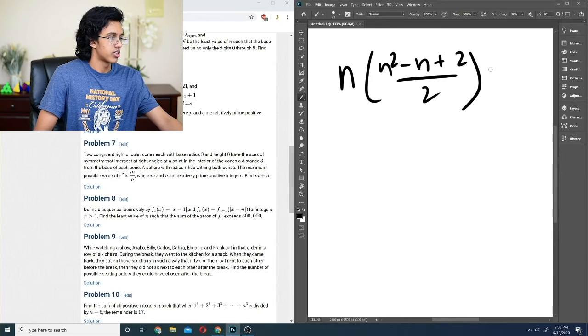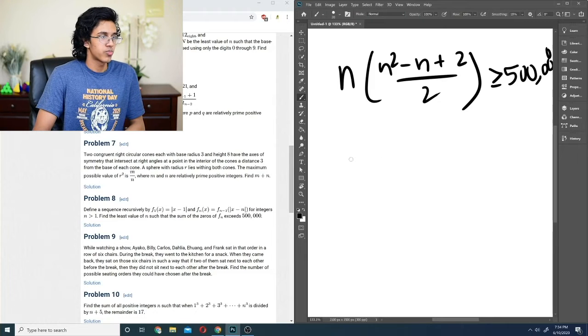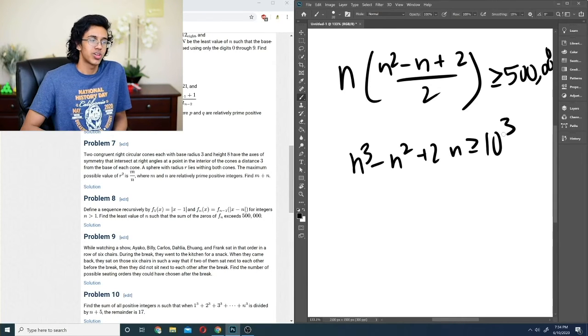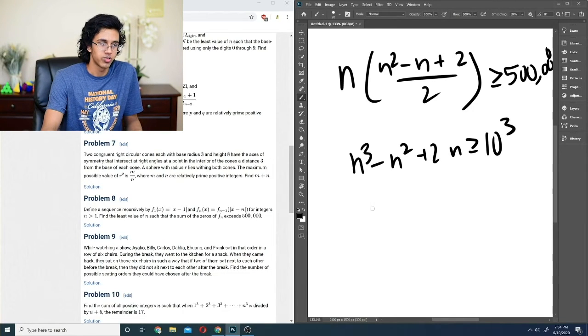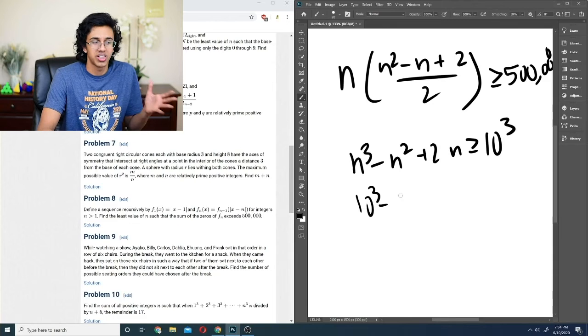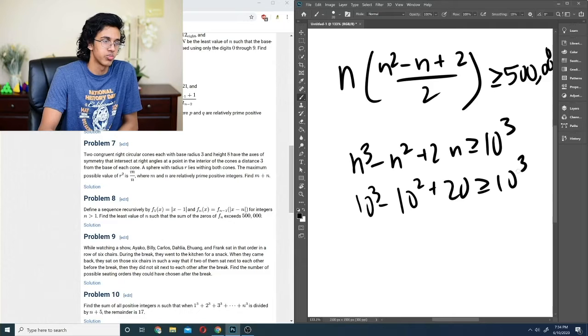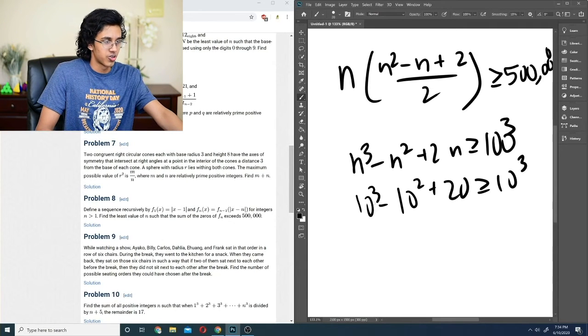And this has to be greater than or equal to 500,000. And now, if we multiply the 2 on both sides, we basically get n cubed minus n squared plus 2n is greater than or equal to 10 cubed. So, we know that if we plug in n is equal to 10, we get 10 cubed minus 10 squared plus 20 is greater than or equal to 10 cubed. Oh, sorry, 100 cubed, sorry, that's trolling, okay.